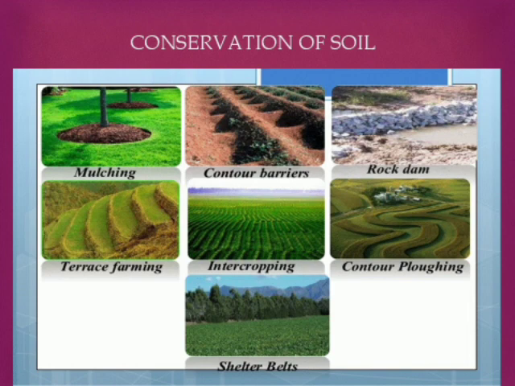Then the next one, contour plowing. That is plowing parallel to the contours of a hill slope to form natural barriers for water to flow down the slope. Sometimes we do this in our plain land, which we call பார் பிடித்து உழுவுதல். Then shelter belts. In the coastal areas they will plant different types of trees to reduce the wind movement. So these are the conservation methods we can use for the soil.